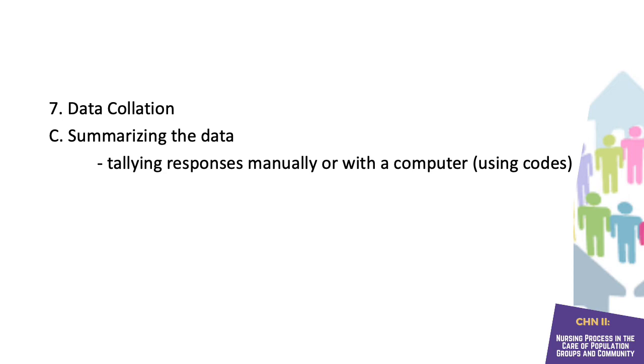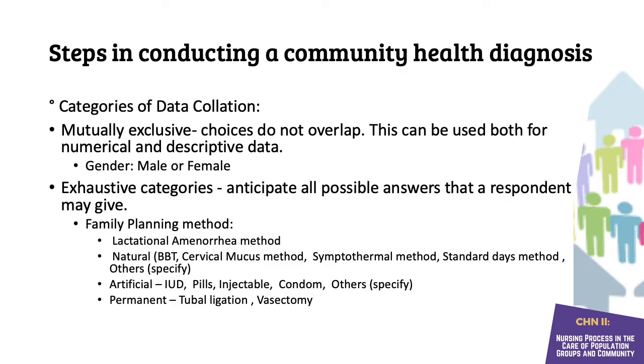Now, data collection, we are to summarize the data. After collecting it, we are to summarize the data. We tally the responses, okay, manually or sometimes using a computer. Okay, so we have the categories of data collection. We have the mutually exclusive and exhaustive categories. So, ang mutually exclusive choices do not overlap. Okay? So, pwede siya magamit sa numerical and descriptive data. Ang exhaustive categories, these anticipate all possible answers that the respondent may give. Okay? So, daghan siyag mga possible answers nga pwedeng gamitin.